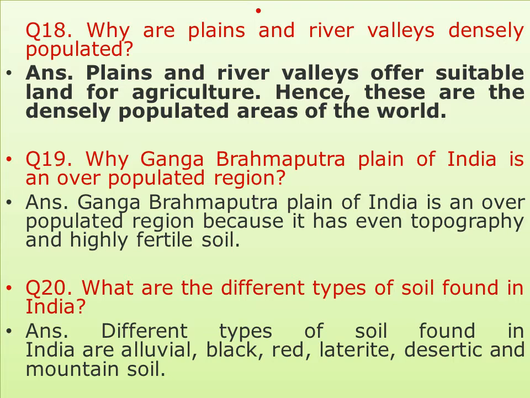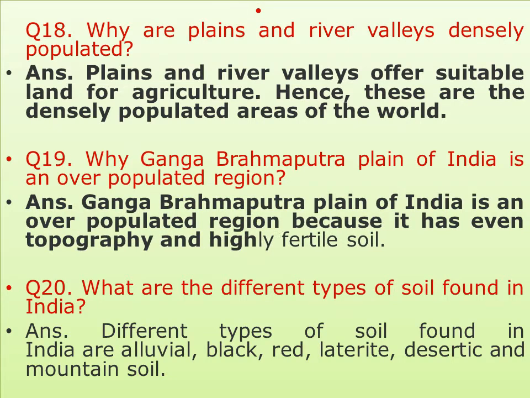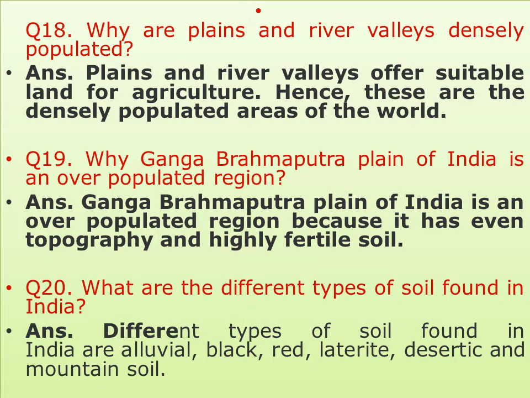Question number 19. Why is the Ganga Brahmaputra plain of India an overpopulated region? Answer: the Ganga Brahmaputra plain of India is an overpopulated region because it has even topography and highly fertile soil. Question number 20. What are the different types of soil found in India? Answer: different types of soil found in India are alluvial, black and red, laterite, desertic, and mountain soil.